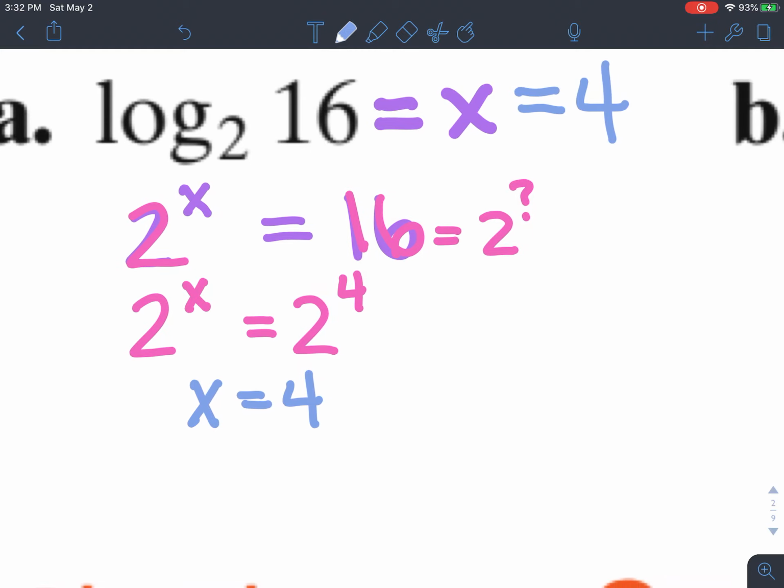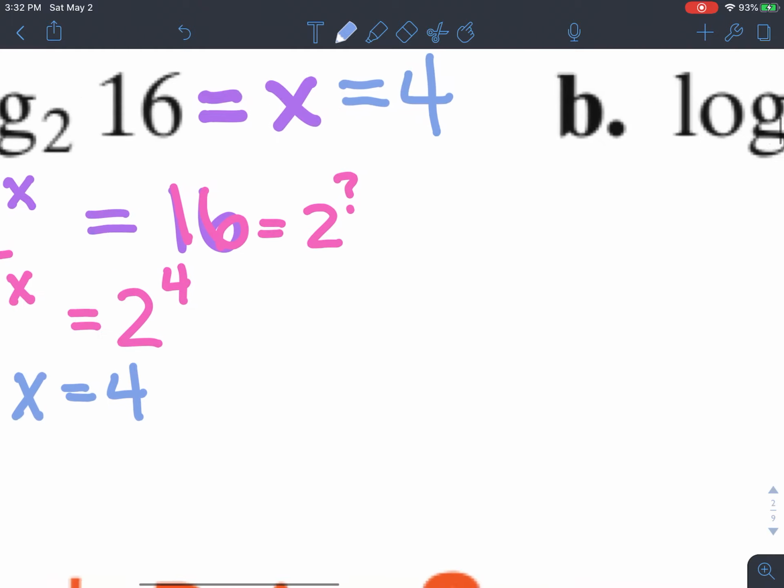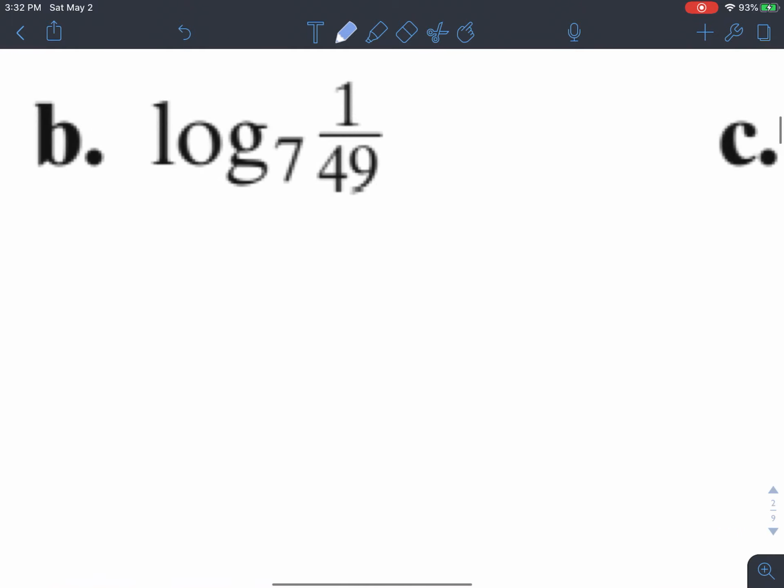It's not always necessary to do all those steps. If you can get that log base 2 of 16 is 4 without this work, it's really okay, because that's where we would like you to get eventually anyway. But here's a backup plan if that's not working for you. All right, so let's come over to the second one.